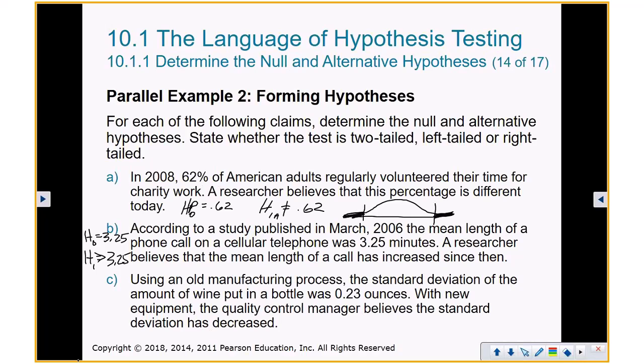And again, if it's a population, it would be sigma, lowercase sigma. If it's a sample, it would be S. It doesn't say here, so we'll just say H0 is equal to 0.23. HA, and I'm going to put HA here because I put H1 there. So HA, which should be less than, has what? Decreased. So 0.23. So that'd be a left tail test. So this is a right tail test, and this is a left tail test.